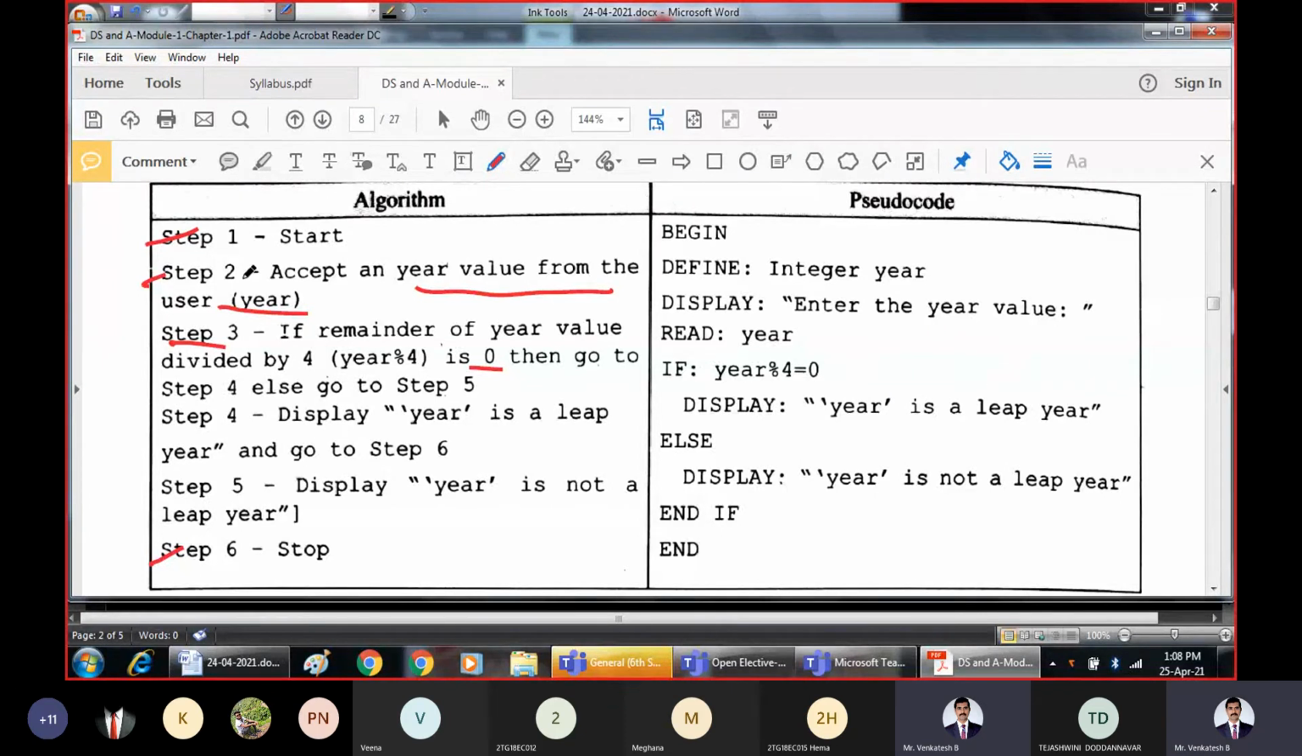Then go to step 4. What does step 4 say? If it is 0, then go to step 4, else go to step 5. Step 4 says: the given year is a leap year, and then stop. Step 5 says: the given year is not a leap year, and then stop. So that is the simple algorithm for finding whether the year is a leap year or not. Just perform modulo by 4 and check it is 0. If it is 0, it's a leap year, else it is not a leap year.